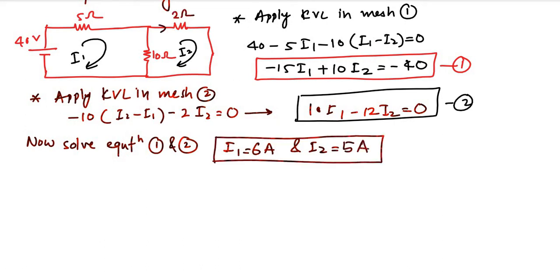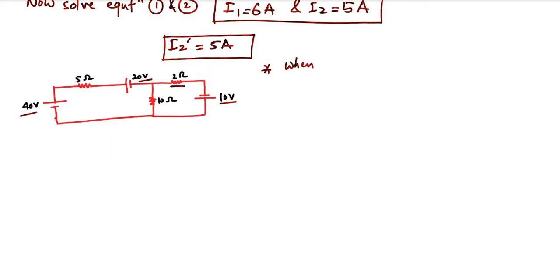Now I2 is the current flowing through this 2 ohm resistor. So we will take I2 dash, which is the current flowing through this 2 ohm resistor, equal to 5 ampere, due to the 40 volt source acting alone in this circuit. Now, when the 20 volt source is acting alone in the circuit, what is the circuit diagram?